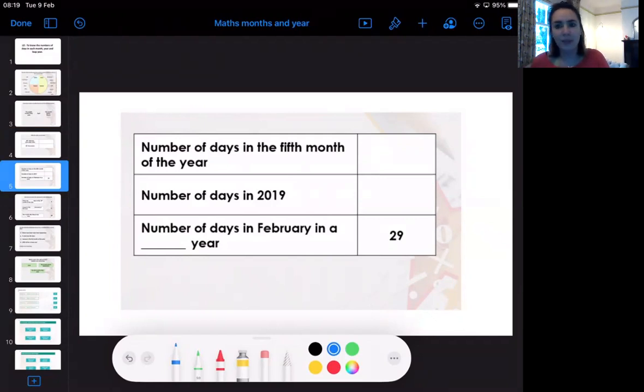Let's have a look at this one. Number of days in the 5th month of the year. January, February, March, April, May. May has 31 days.